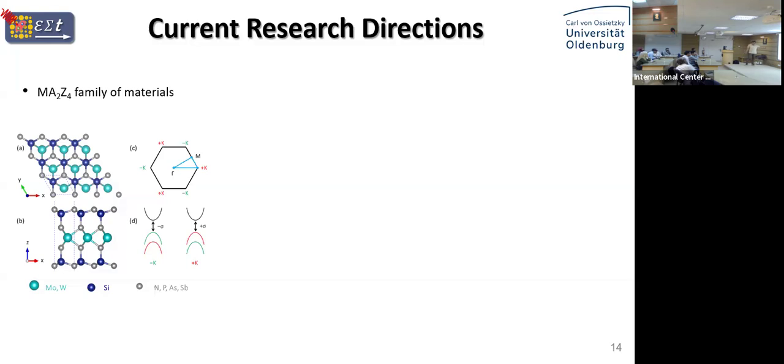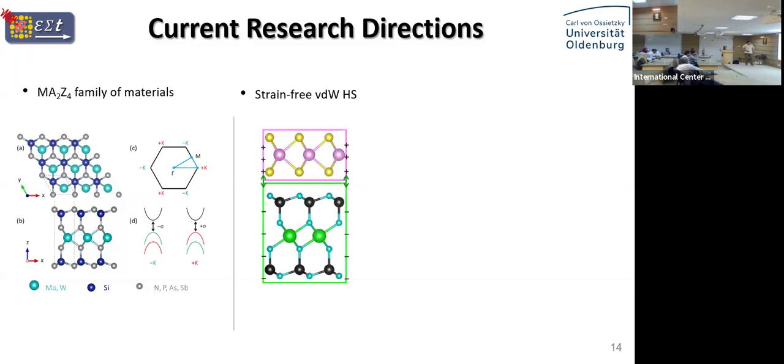These materials are very interesting for several reasons. Unfortunately, due to the constraint of time, I could not cover that, but I will leave a QR code at the end for my group's Google Scholar, so you can have a look at that. But essentially, this is the material we have been studying very actively recently.